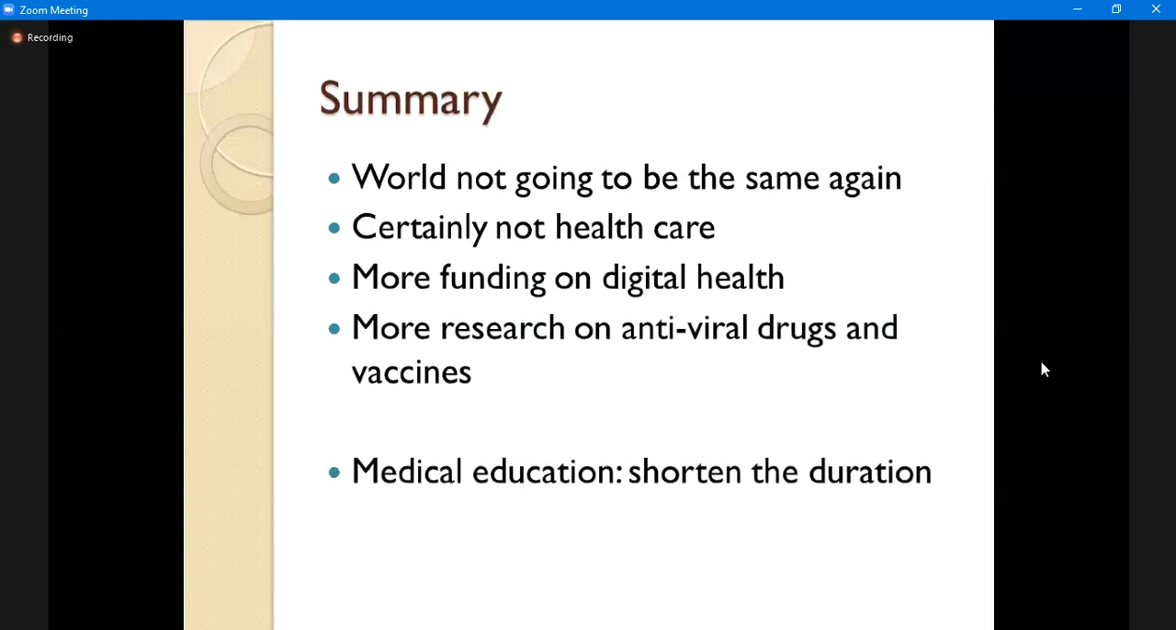So, summary: the world is not going to be the same again. That's for certain. And certainly it's not for the healthcare. Healthcare is going to be different, and how we deliver healthcare, and all that, is going to be different. And I'm sure there'll be more funding on digital health.